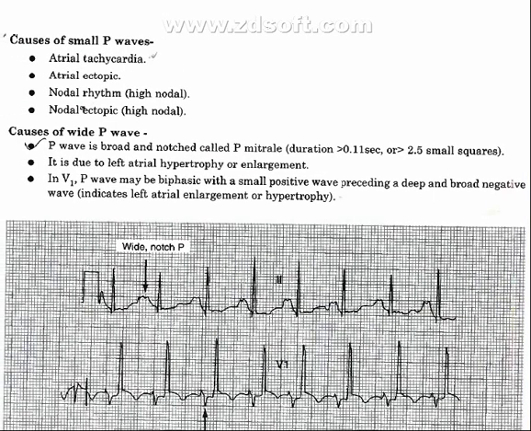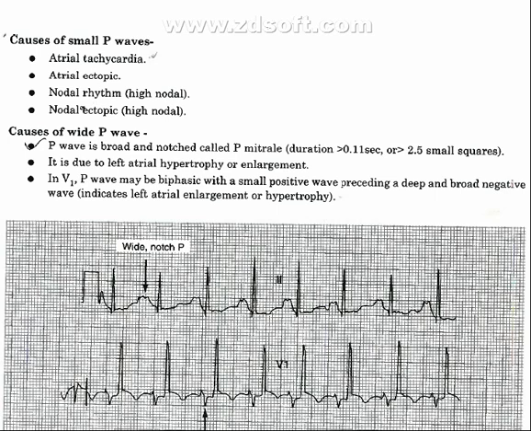Now, causes of small P waves: atrial tachycardia, atrial ectopic, nodal rhythm, high nodal, nodal ectopic. Causes of wide P wave: the P wave is broad and notched, called P mitrale. Duration is more than 0.11 second, or more than 2.5 small squares. It is due to left atrial hypertrophy or enlargement.